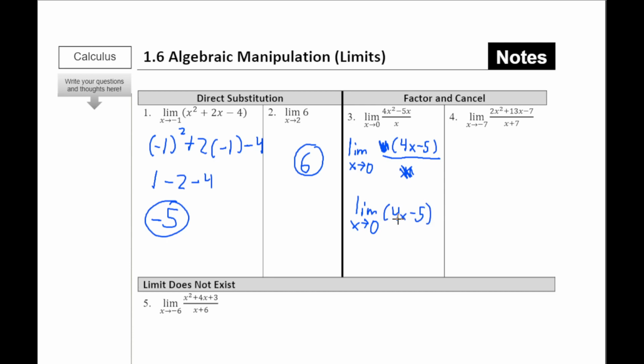Now you can directly substitute this in. 4 times 0 minus 5, which is just -5.